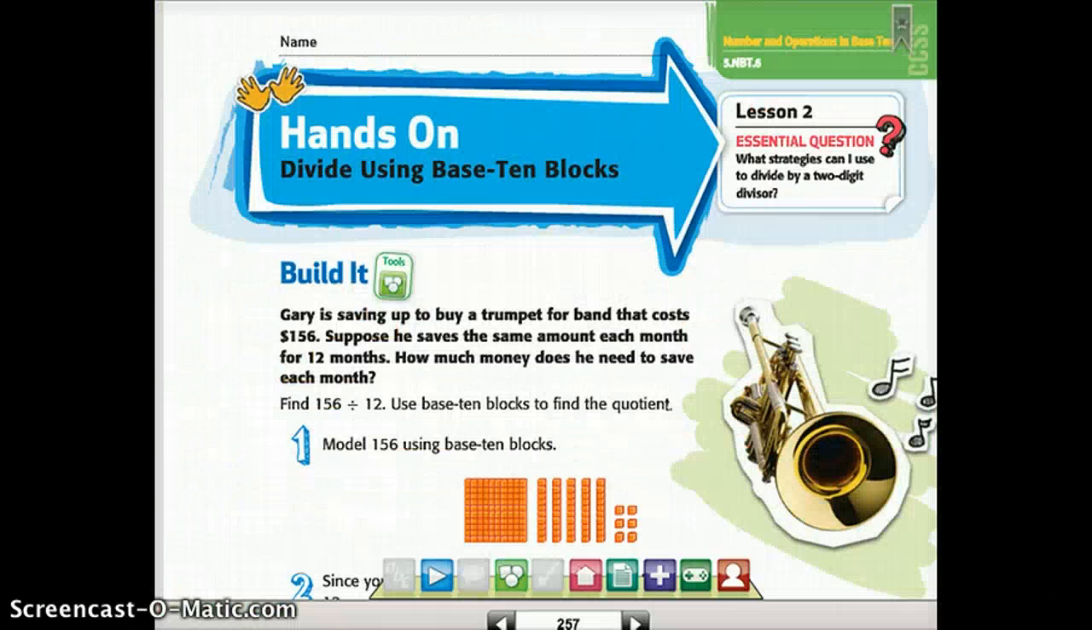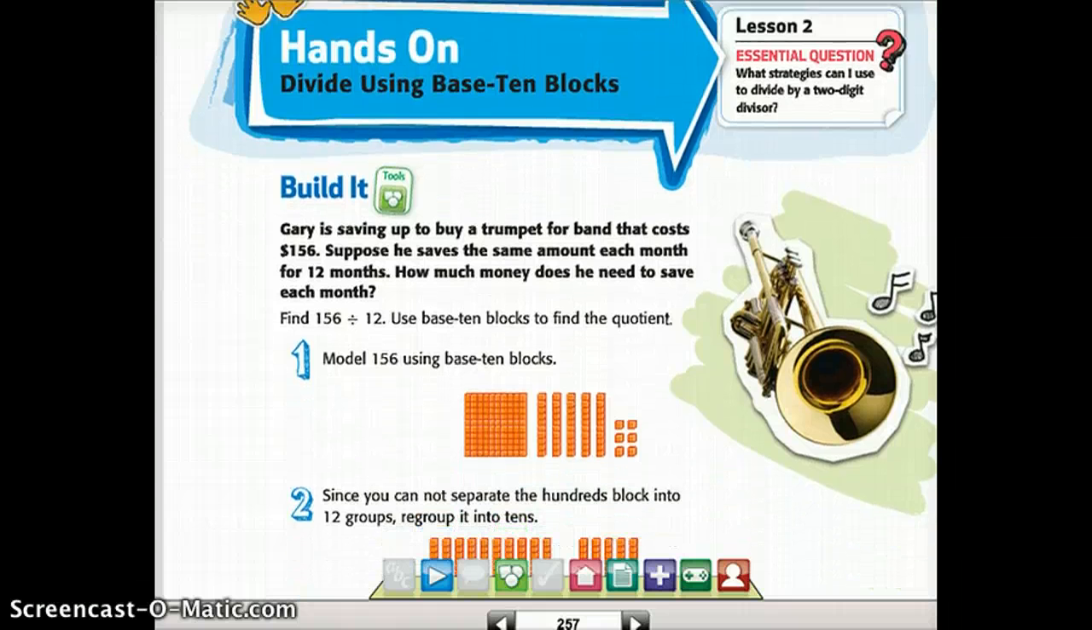All right, let's go ahead and take a look at this in your book. I'm on page 257. So with this problem, similar to the video we just watched, Gary wants to buy a trumpet this time, and it costs $156. So we can figure this out with base 10 blocks. You might remember this when we used base 10 blocks to divide dividends by one-digit divisors. So it's the same process. This time we just have two-digit divisors.